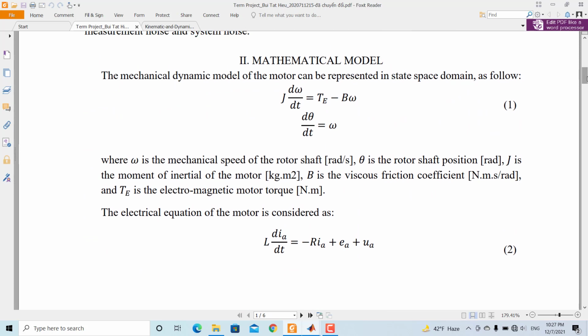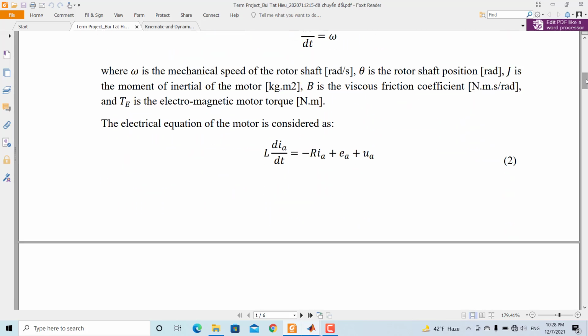Here is the mathematical model of a motor. It is represented in state space domain as follows in equation 1, where omega is the mechanical speed of the rotor shaft, theta is the rotor shaft position, J is the moment of inertia of the motor, B is the viscous friction coefficient, and T is the electromagnetic motor torque.